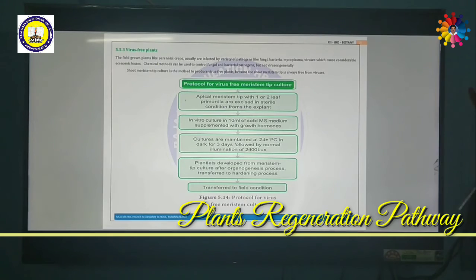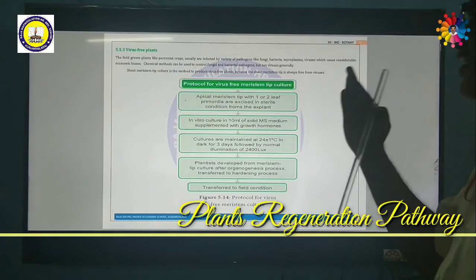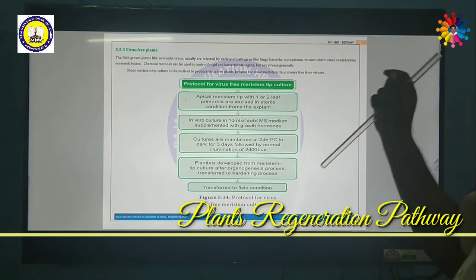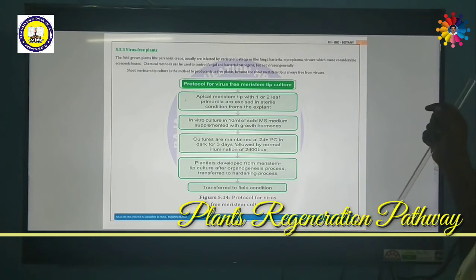Chemical methods can be used to control fungal or bacterial pathogens, but not viruses completely. It is not possible to remove virus by chemical method. So in order to produce a plant free from virus, this is the only method. Then what should be done? Shoot meristem tip culture is a method to produce virus-free plants, because the shoot meristem tip is always free from virus. That is why we use shoot tips or meristem as an explant.